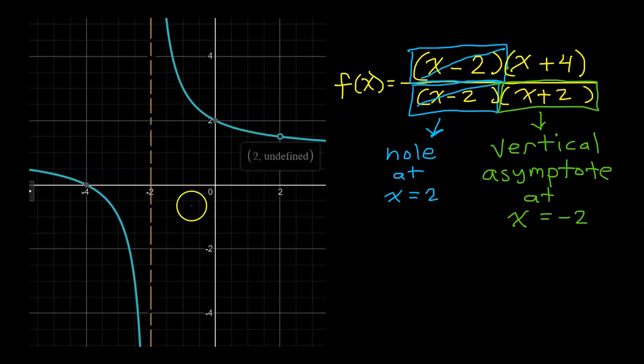So let's take a quick peek at the graph and use it to review. Notice that when you have a factor that cancels out in the numerator and the denominator, that leads to a hole. So setting x minus 2 equal to 0, I got x equals 2. But notice that at x equals 2, there's not an asymptote, there's just a hole, a single undefined value. But when we have a factor that is in the denominator only, that's going to lead to a vertical asymptote. In this case, a vertical asymptote at -2, which you can see right here.